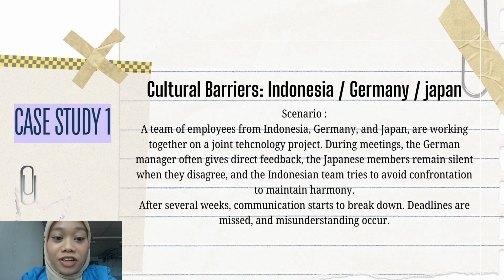And now for the case study. Number one, cultural barriers. This is the problem of Indonesia, Germany, and Japan. The scenario is a team of employees from Indonesia, Germany, and Japan working together on a joint technology project. During meetings, the German manager often gives direct feedback. The Japanese members remain silent when they disagree, and the Indonesian team tries to avoid confrontation to keep harmony. After several weeks, communication starts to break down, deadlines are missed, and misunderstandings occur.